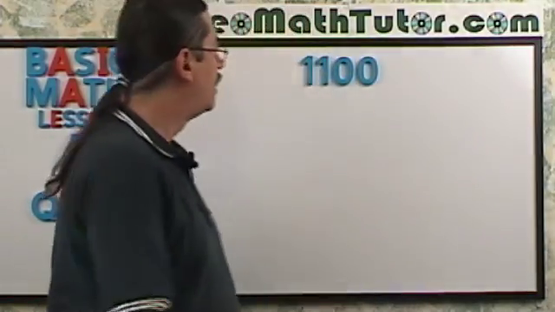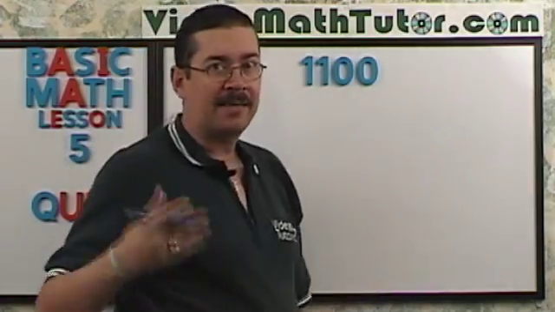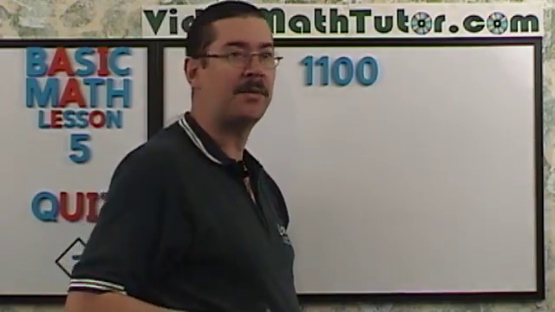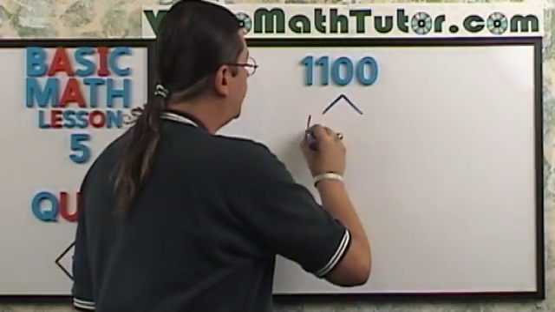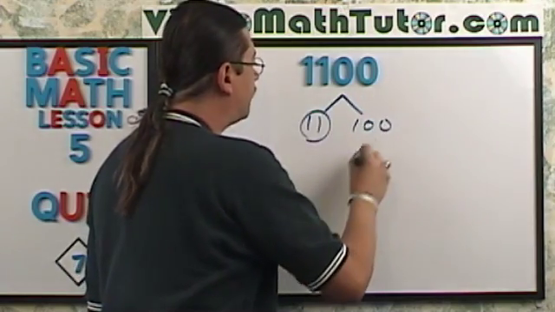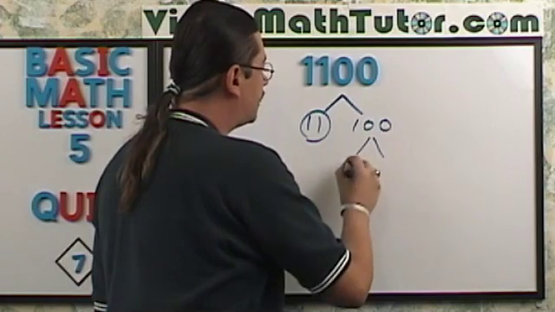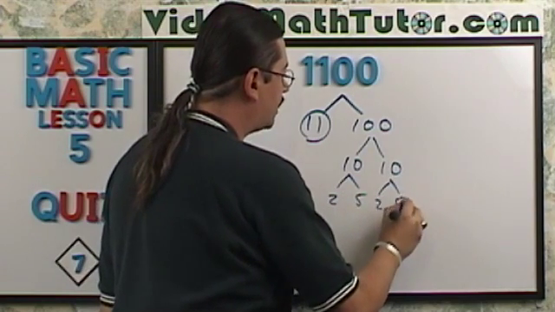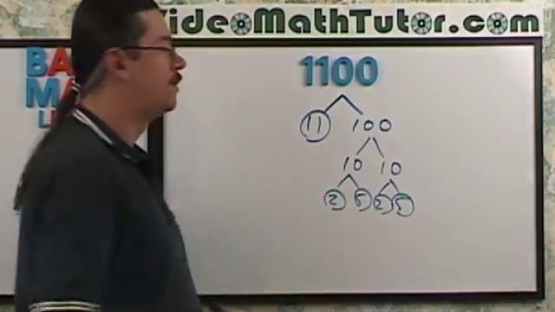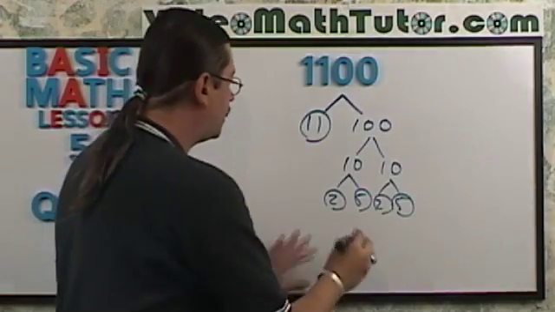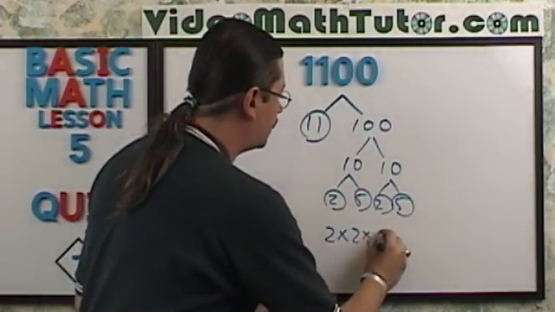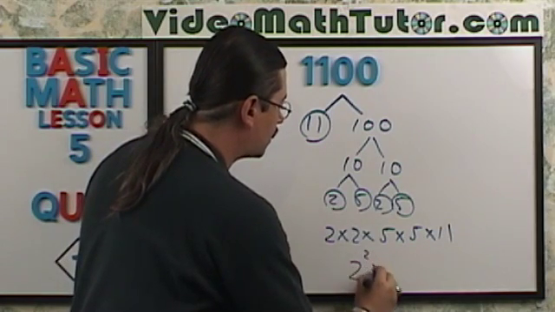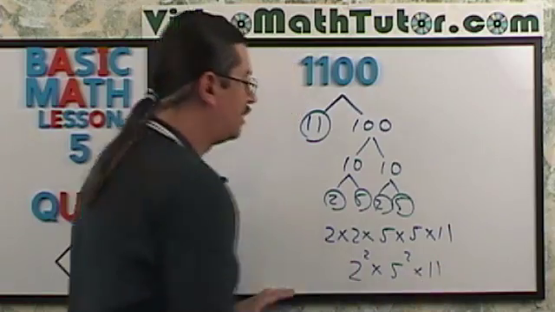For this next example, it ends with 0, so I know I can divide it by 10, but actually, if it ends with 2 zeros, that means 100 will go into it. That's a little something new I'm going to throw at you. So actually, I can break this down into 11 times 100. Now, 11 is prime. Let's break down 100. Again, it ends with 0, so I know 10 goes into it, and it's 10 again. And then I can break these down as 2, 5, 2, and 5. So the prime factorization is going to be 2 times 2 times 5 times 5 times 11. You can also rewrite this as 2 squared times 5 squared times 11.